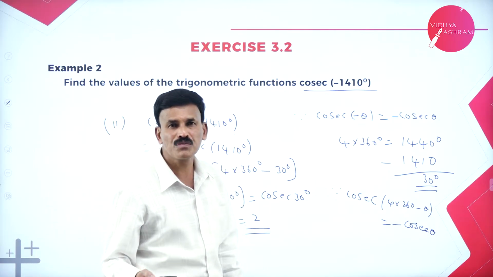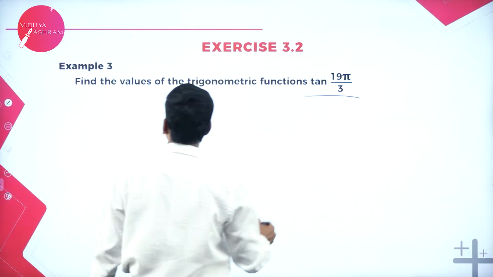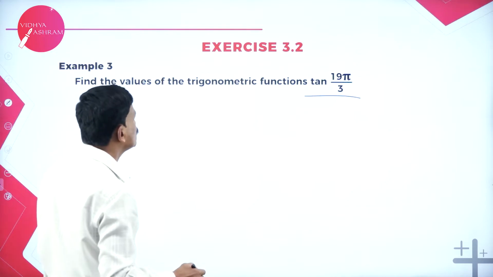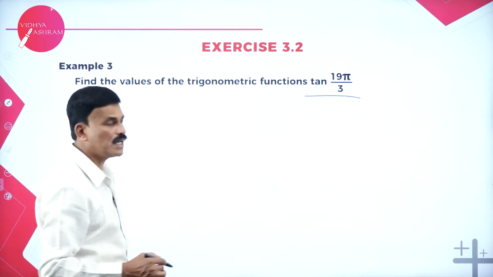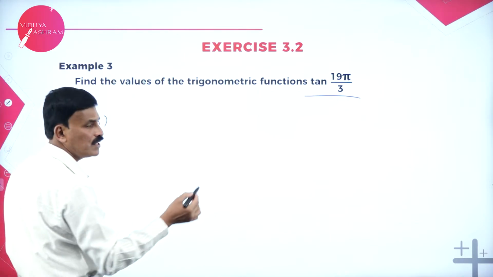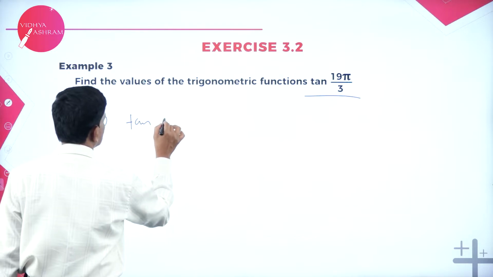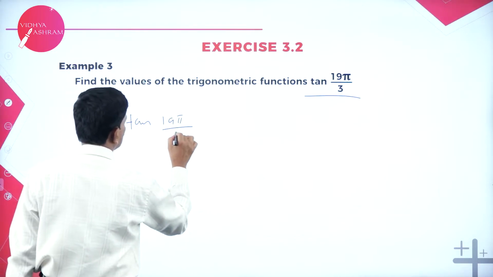That's it. Hope you followed. Now, let us come to the next problem. Find the value of the trigonometrical function tan of 19 pi by 3. If you want, you can convert 19 pi by 3 into degrees and simplify. Otherwise, right away you can find out the value of tan of 19 pi by 3.